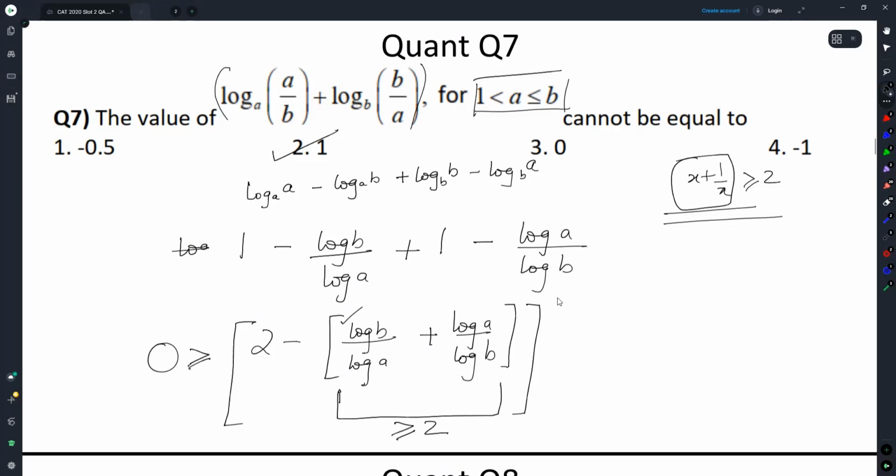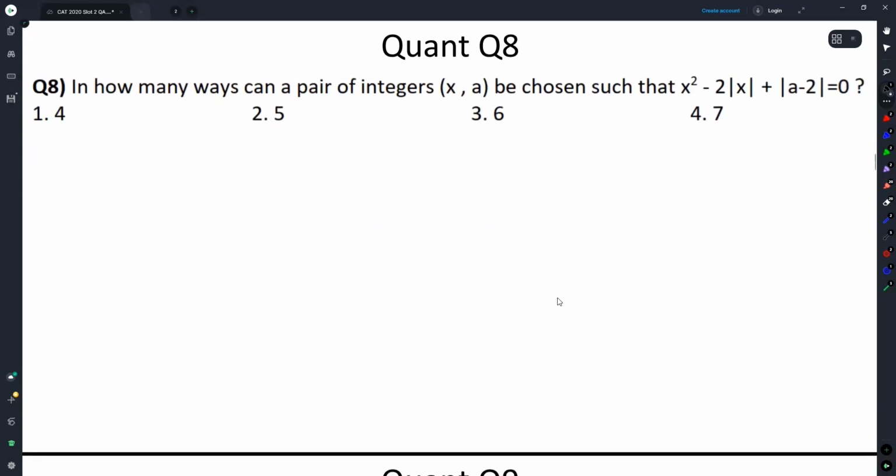Okay, let's work forward. In how many ways can a pair of integers (x, a) be chosen such that x square minus 2 mod x plus a minus 2 is equal to 0?